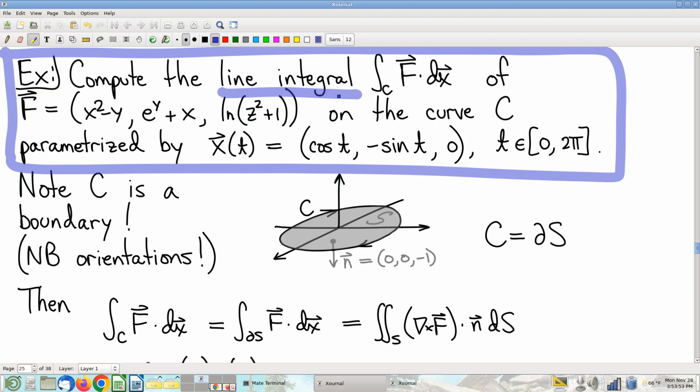Hey, here's an idea. Line integral. How about we use the fundamental theorem of line integrals? Right, the fundamental theorem of line integrals is pretty awesome. That's another candidate. You should entertain the possibility of using the fundamental theorem of line integrals. Now, it's going to turn out, in this case, that the fundamental theorem of line integrals won't work.